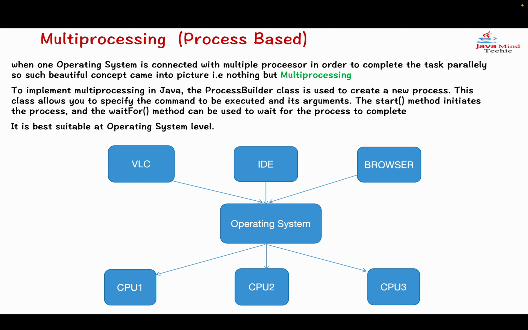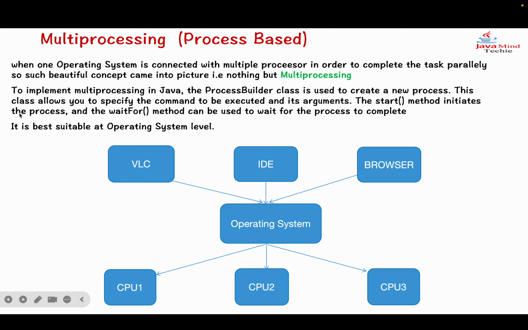So we have three tasks. One task is VLC media player, the second task is the IDE, as I've already told you, Eclipse IDE, STS, Visual Studio, IntelliJ IDE, so any IDE. So we are going to perform multiple processes. When one operating system is connected with multiple processors in order to complete the task in parallel, such a beautiful concept came into the picture, that is multiprocessing. Process here means task only. So one process means VLC media player, the IDE is one process, the browser is one process.